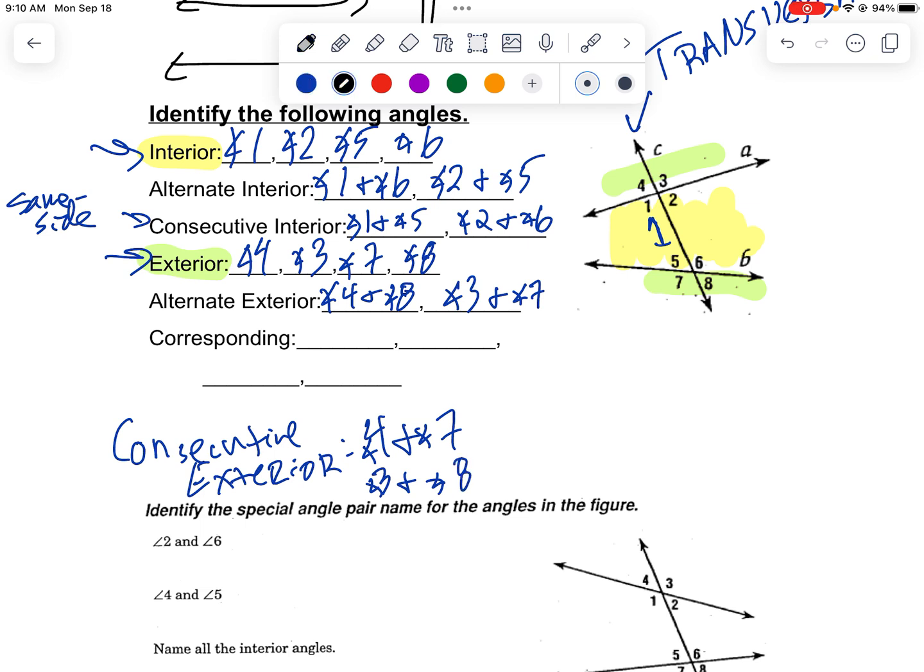This last one, these are unique. Okay, they're called corresponding. Corresponding means same position.